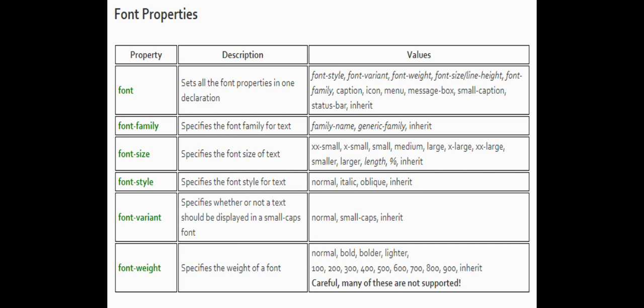Font weight specifies the weight of a font. It can be normal, bold, bolder and lighter. You can specify the values also, and inherit. Many of these are not supported. As I said in our first class, in the disadvantages of CSS, some browsers will not take some properties into consideration. So when you are working in your labs, or developing a website, you should see whether the CSS properties are working for the particular HTML document.